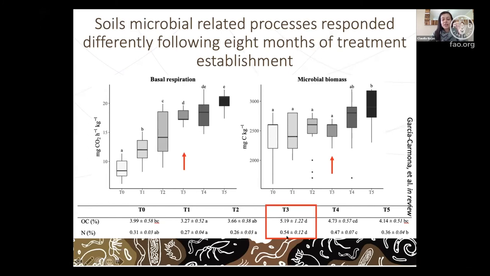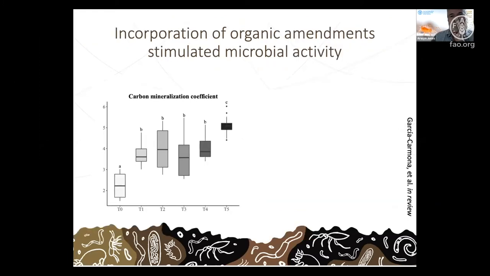So in this case, the use of compost is allowing us to predict that the restoration effort will last longer in the soil, as more organic carbon is getting into the soil. And this result is at eight months. And we are seeing the same result 20 months later too. So this is a really good notice.